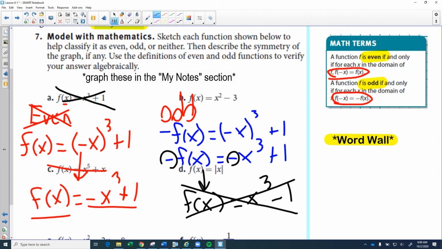So after testing even and odd, I found out that letter A has to be neither an even nor odd function. Okay? And that's basically how we test even or odd. That's an easy way to actually figure out if this is a possible even or odd function. Now, there is an easy way to do this. There is a very easy way to actually solve this.